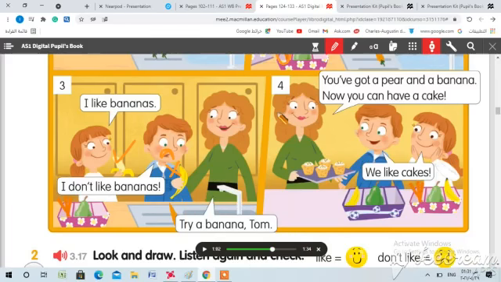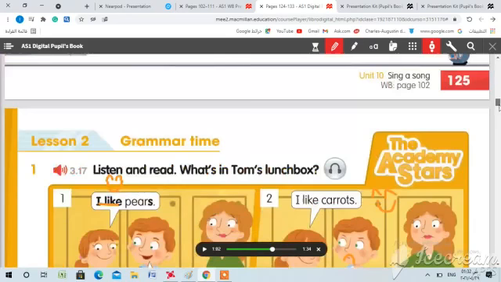Now, let's move to picture 4. You've got a pear. This is a pear and a banana. Now, you can have a cake. We like cakes. So, Sarah likes cake, and Tom likes cake.